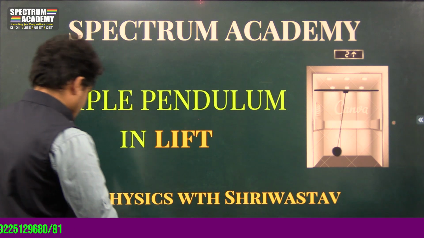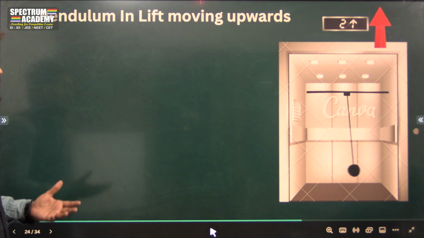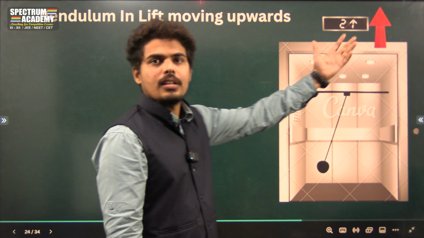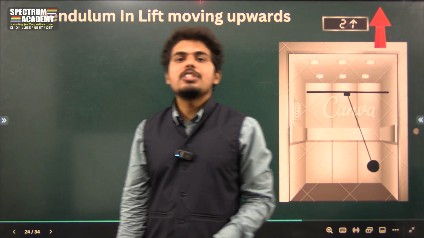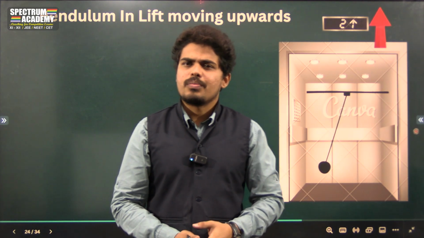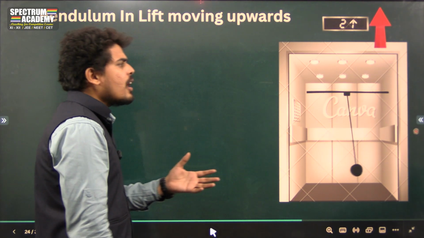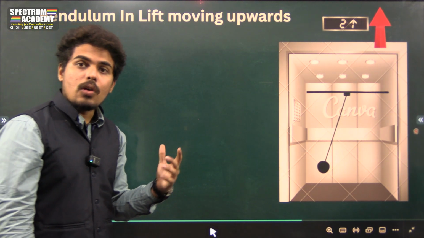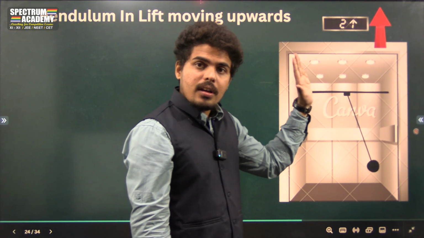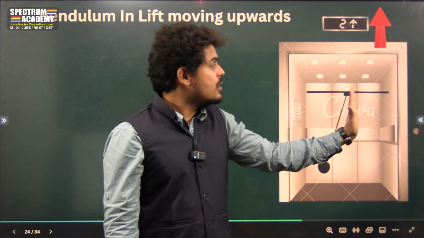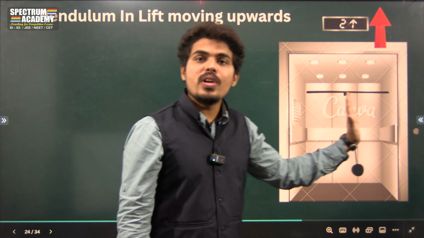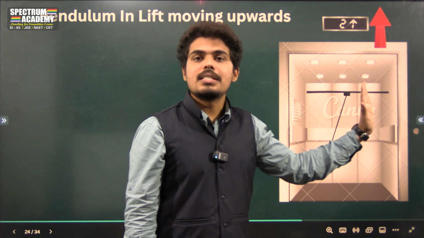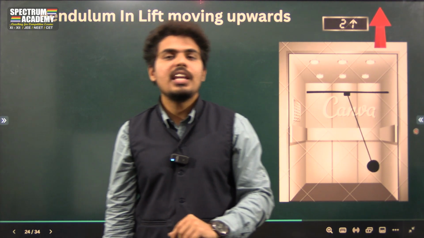So consider a lift which is moving upwards. ये ऊपर जा रही है फ्लोर 2 पर. So the lift is moving upward with some acceleration, right? And we have a simple pendulum which is in the lift. Now the lift is going upward and at the same time the simple pendulum is doing its oscillation, that means it is performing the angular simple harmonic motion in the lift.